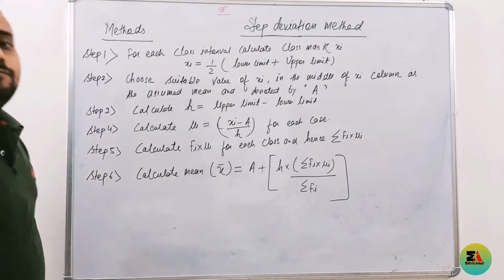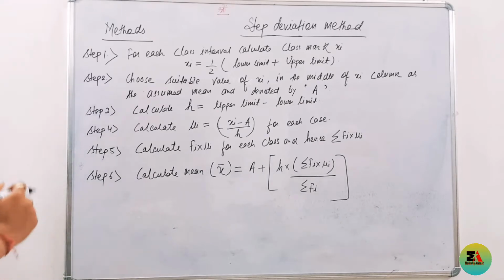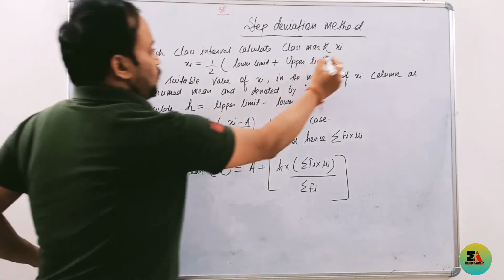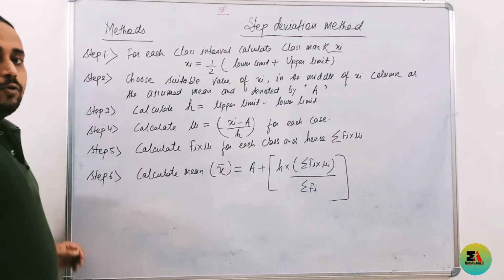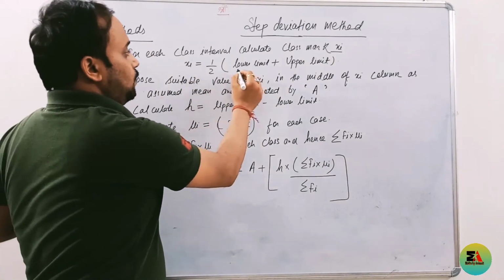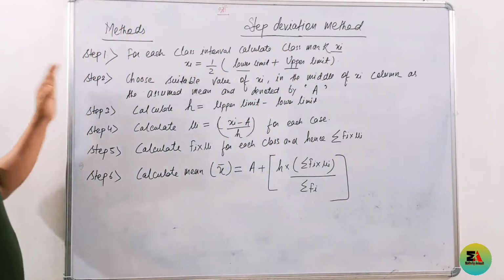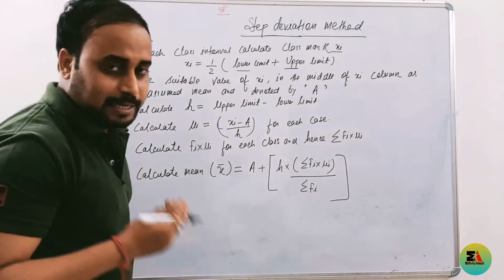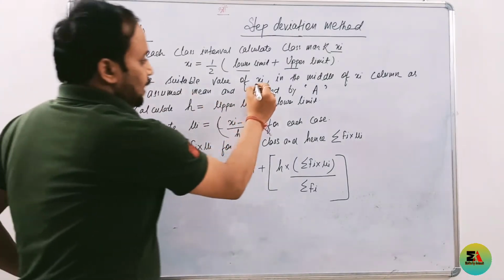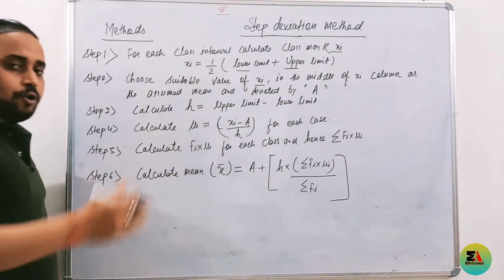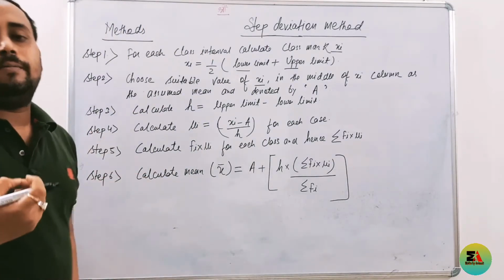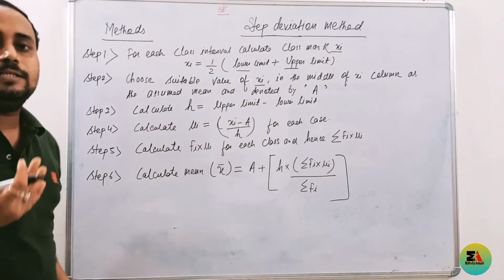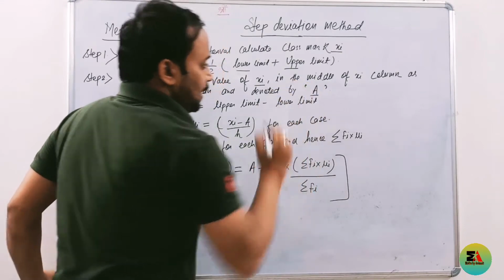There are various steps involved in the step deviation method. The first step, as usual for all the methods, is to find the class mark xi. We know that the class mark xi is half of the lower limit plus the upper limit. That is the first step. Now in the second step, as in the assumed mean method, in the class mark column we have to assume the most probable middle value. You can choose any one, but it is best to choose the middle value. That will be represented by A.